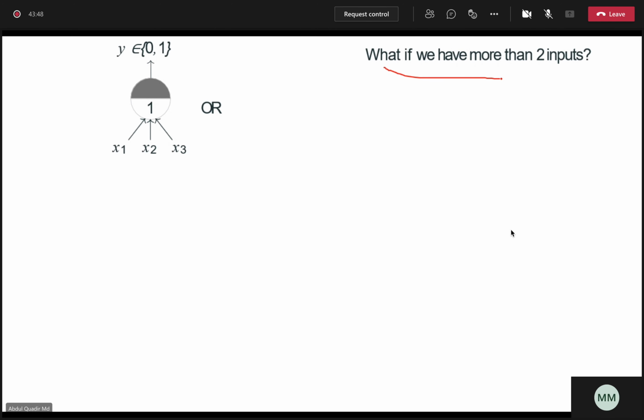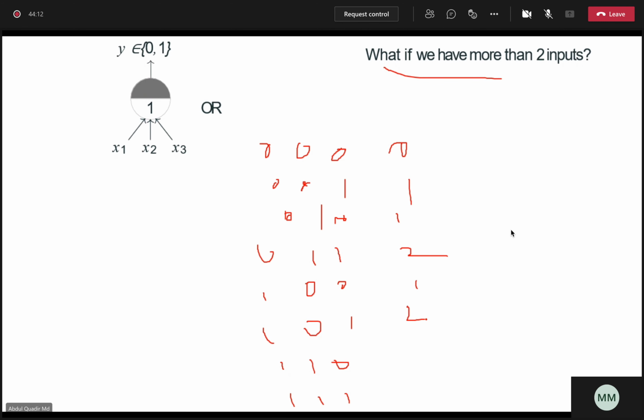Okay, what if we have more than 2 inputs? That is 0, 0, 0, 0, 0, 1, then 1, then 2, then 3, then 4, then 5, then 6, then 7. So if I do g of x, it is 0, 1, 1, 2, 1, 2, 2, and 3. So what is the threshold I have kept? Okay, we have kept it as 1.